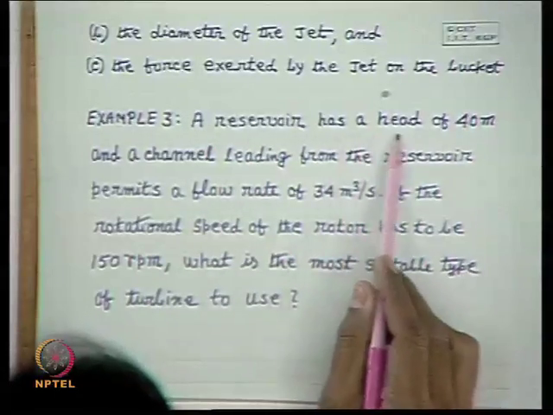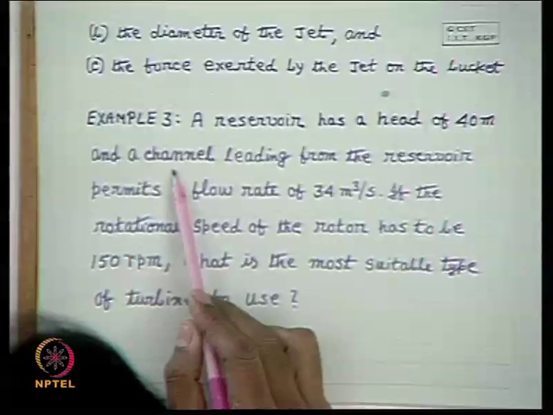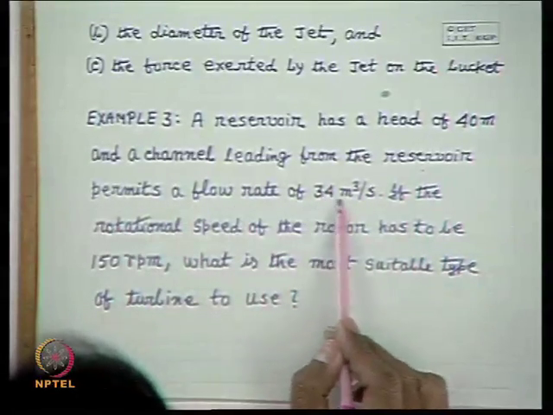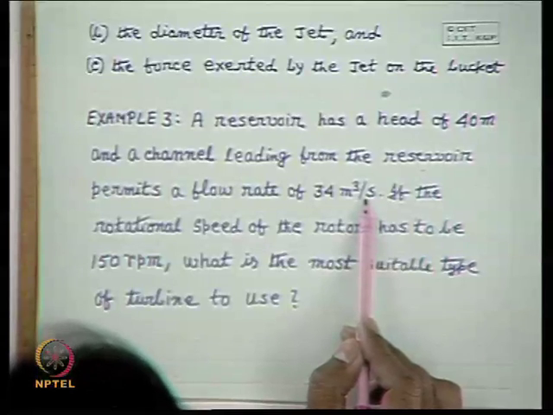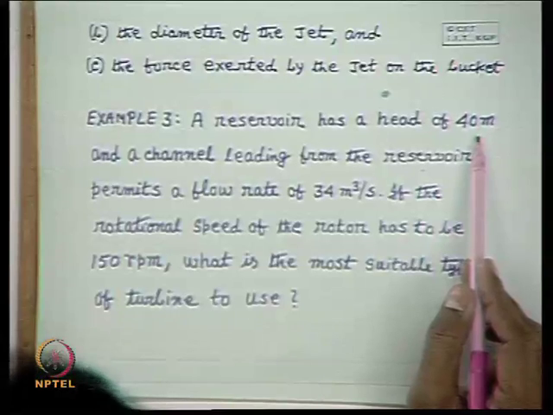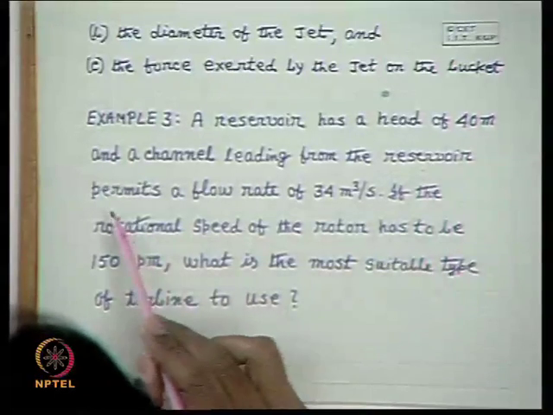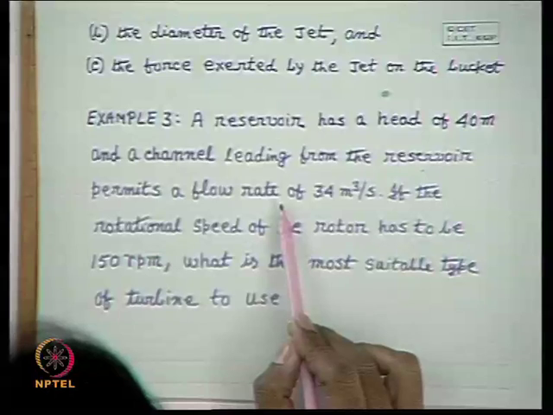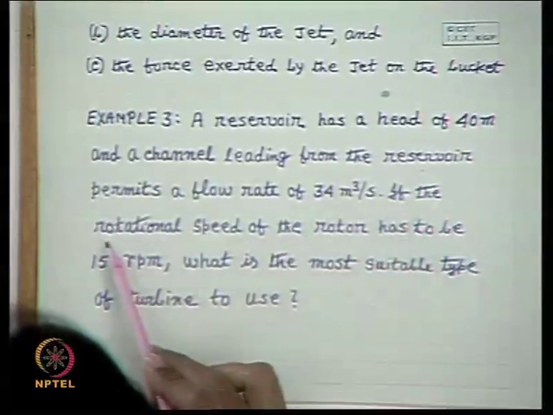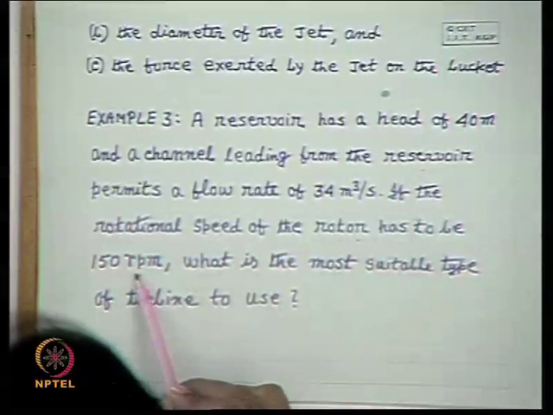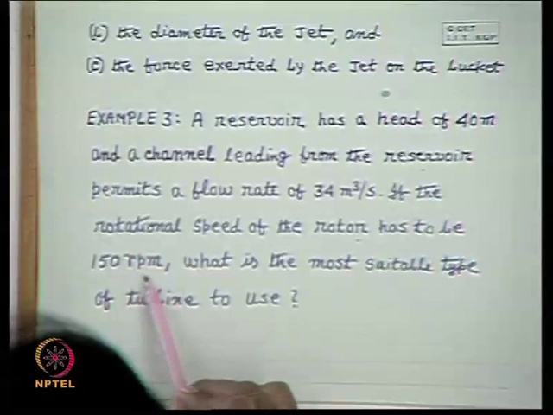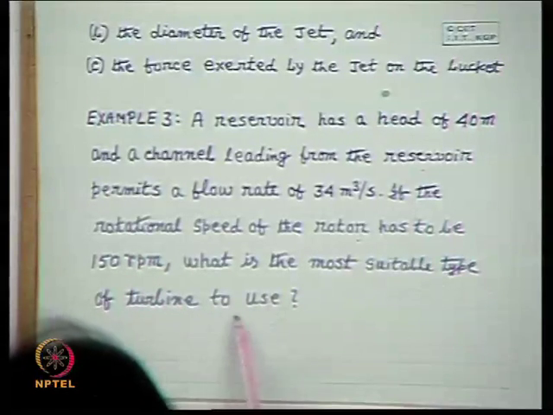A reservoir has a head of 40 meter and a channel leading from the reservoir permits a flow rate of 34 meter cube per second. Well, that means this much head is available, that is the total energy of the fluid per unit weight, and the permissible flow rate, that means available flow rate, is 34 meter cube per second. Now, if the rotational speed of the rotor has to be 150 rpm, what is the most suitable type of turbine to use?